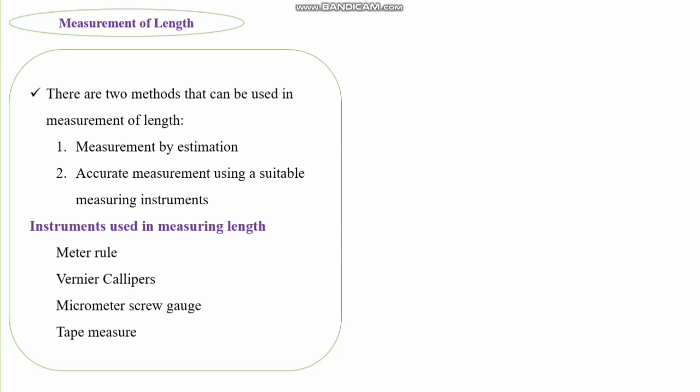We have another one, that is the vernier calipers. We are going to do it in Form 2. The vernier calipers and the micrometer screw gauge are used to measure very small distances. The micrometer screw gauge measures smaller distances compared to the vernier calipers. So these are the instruments that are used to give accurate measures.